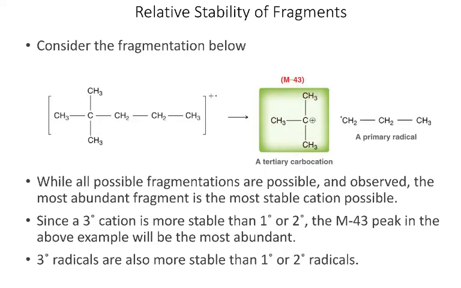Another thing to point out is that the stability of these radicals that come off is also a factor in the fragments that we see. So you might say, well, why don't we see an M minus 15 peak from popping off this methyl? Because that would also result in a tertiary carbocation. And the difference is the radical that comes off.